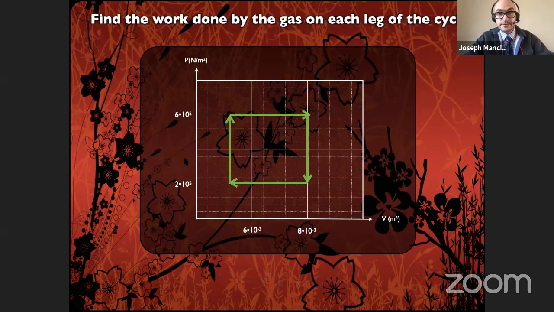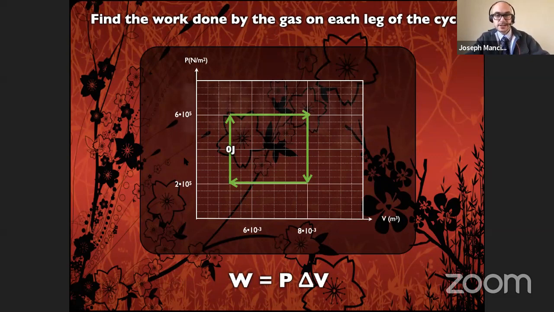All right, were you able to find the work done by the gas on each leg of the cycle? Work is P delta V. So along that first leg, there is no delta V, so no work is done. Along the next leg, it's 1800 joules, then another no work is done. It's an isovolumetric process. And then negative 600 joules of work is done by the gas, or the world squeezes on the gas and compresses it.